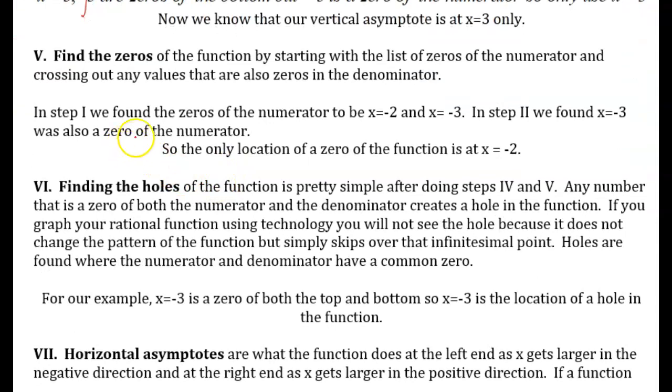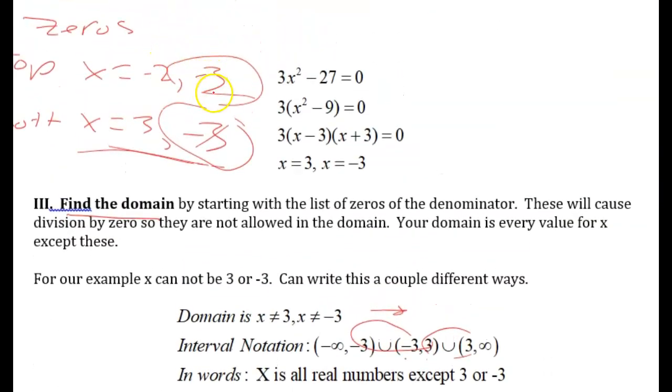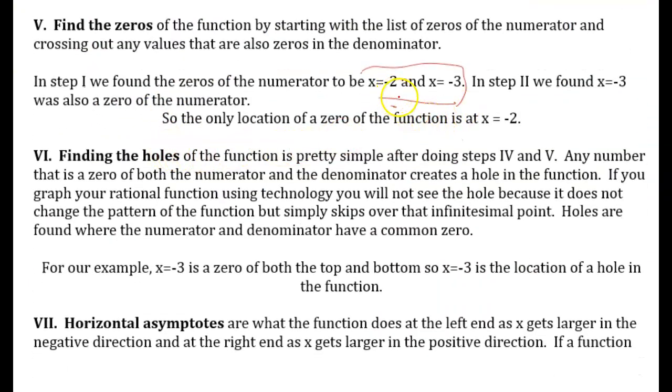Then to find the zeros, the x-intercepts actually, of the function, you look at the zeros in the numerator. Those are your potential x-intercepts. If you're going to have an x-intercept, it's going to be at one or both of these points, but it might not be at both. Again, that -3 is a zero of the top, but it's not a zero of the function because it's also a zero of the bottom. So you only have an x-intercept at x equals -2. So that's how you find your zeros: zeros of the top that aren't also zeros of the bottom.